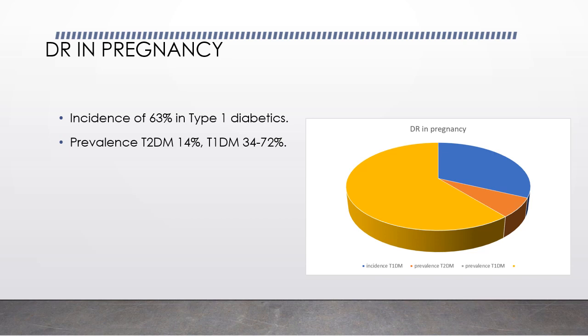Diabetic retinopathy in pregnancy. Currently, the incidence in type 1 diabetics stands at 63%, and then the prevalence in type 2 diabetes is at 14%, and we have a prevalence from 34 to about 72% in type 1 diabetes.